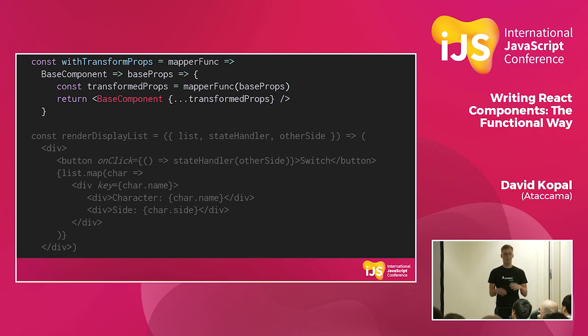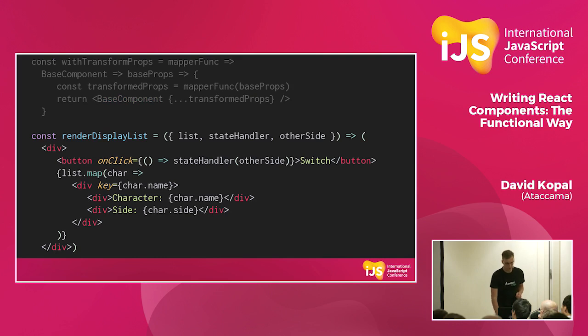So we take the list, filter it, and pass the filtered list down according to the state functionalities. And now we pass everything to the render display list. The render display list takes the state handler, uses it in the onClick, and displays the list of Star Wars characters.